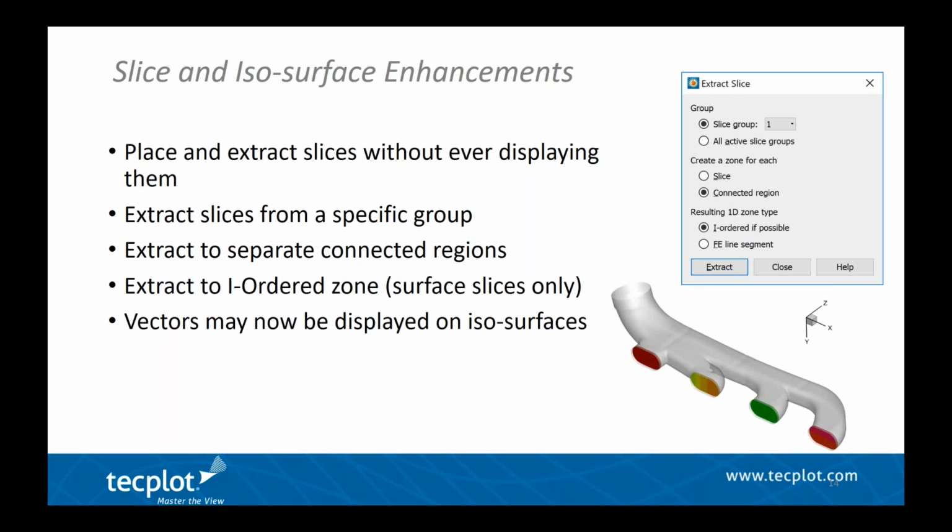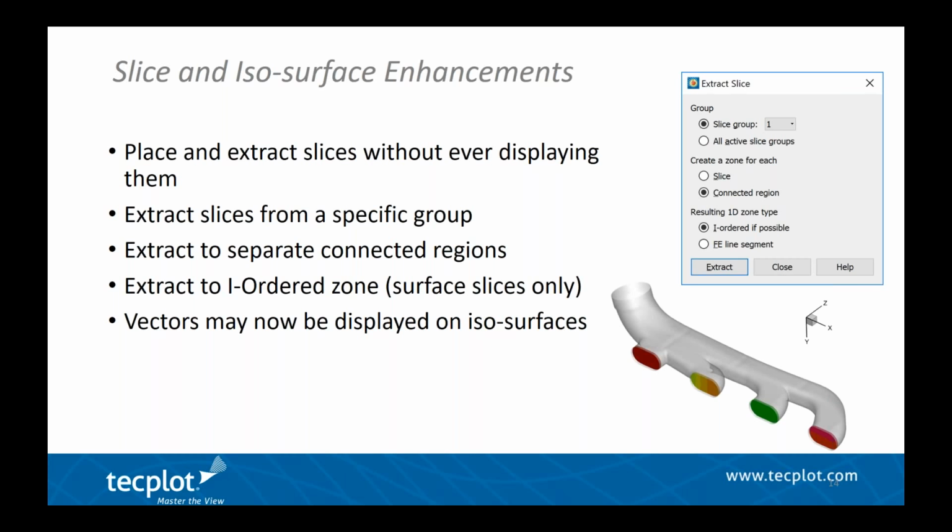Another situation would be, say you have an aircraft and you're doing a surface slice, and your slice happens to pass through both the wing and the tail of the aircraft, and you want to have those as separate zones for doing integration using the connected region. You can isolate those regions.